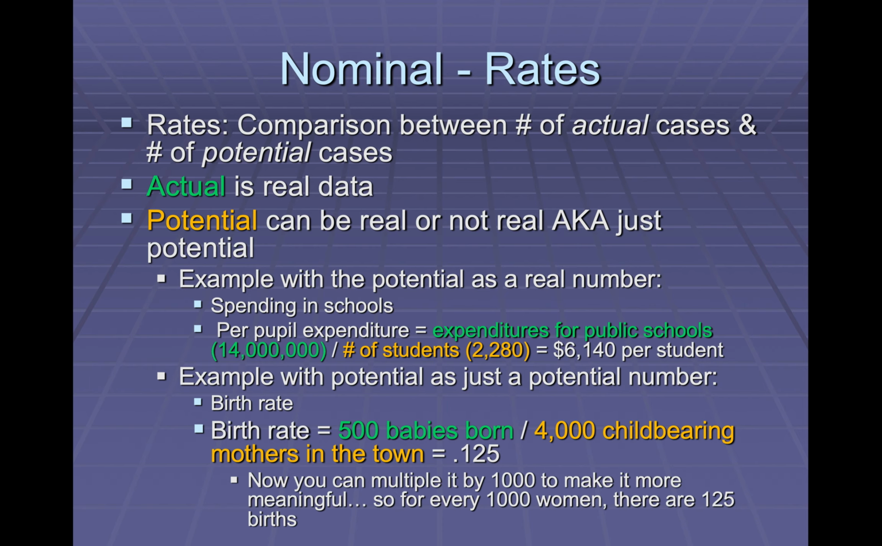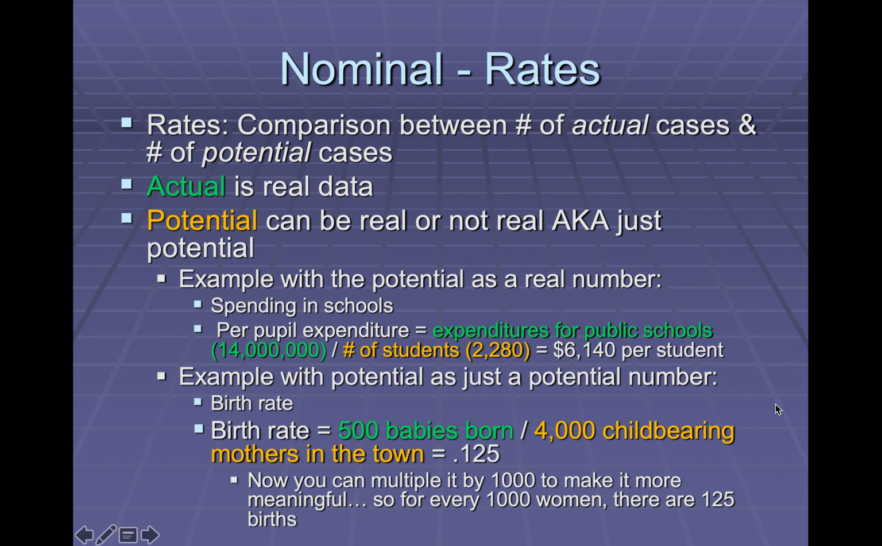Another example, this is an example where we're just kind of guessing what the potential number is. So this might not be a real number, but we think it is. Here we're interested in birth rate. So our actual number is that there were actually 500 babies born. We know that. That's an actual number. And then we're dividing it by what we think there are. We think there are 4,000 childbearing mothers in the town. So we divide that, and what we get is 0.125.